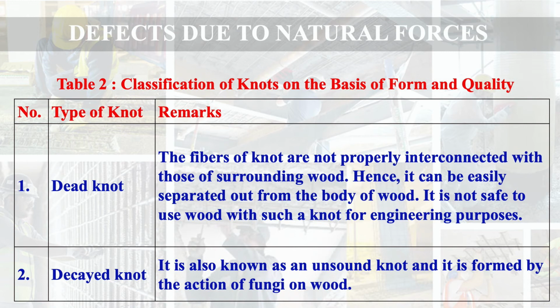So first let us talk about dead knot. In dead knot, the fibers of knot are not properly interconnected with those of surrounding wood. Hence it can be easily separated out from the body of the wood. It is not safe to use wood with such a knot for engineering purposes. Next is decayed knot. It is also known as unsound knot, and it is formed by the action of fungi on wood.